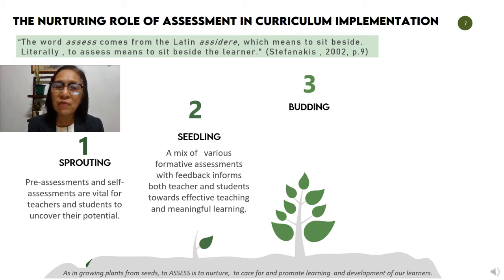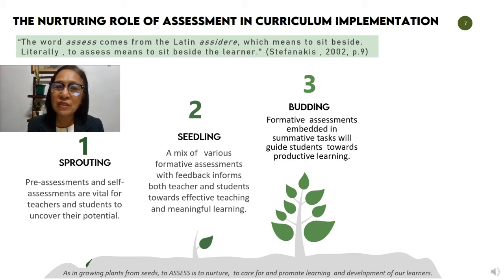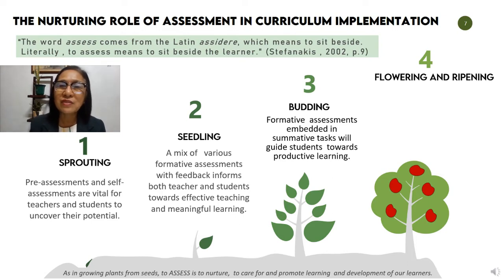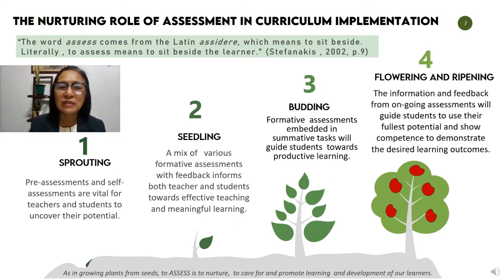The transition from growing leaves to forming buds may be like the process of supporting students through formative assessments embedded in summative tasks to guide them to perform and attain desired outcomes. Finally, the fourth stage is flowering and ripening. Just as plants use nutrients to develop the healthy flowers and fruits, students also need the information and feedback from ongoing assessments to guide them towards learning success.